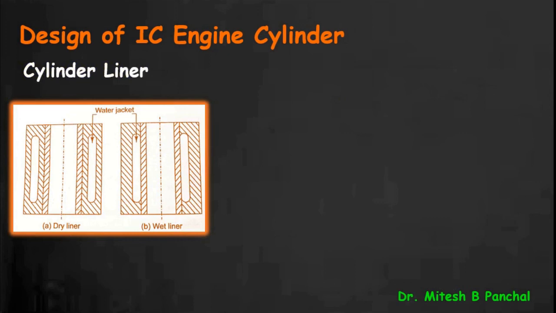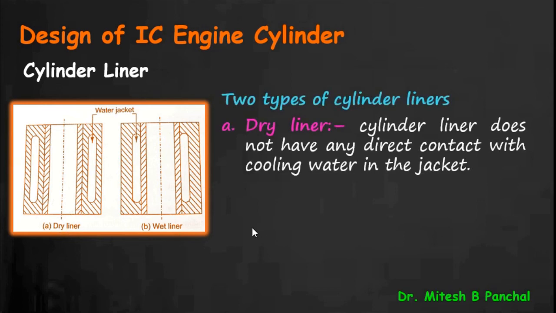Now, this figure represents the two different configurations of IC engine cylinder liner. One is the dry liner, while the other one is the wet liner.